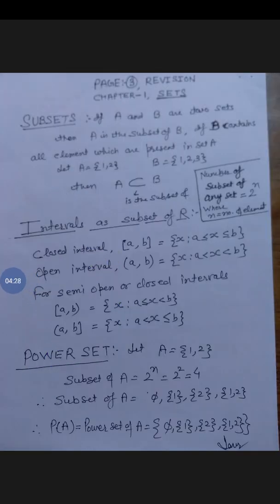Now come to the next topic, that is subset. Suppose you are taking two sets A and B. A is a subset of B if B contains all elements which are present in set A. Suppose here set A contains two elements 1, 2, set B contains three elements 1, 2, 3. So here A is a subset of B.